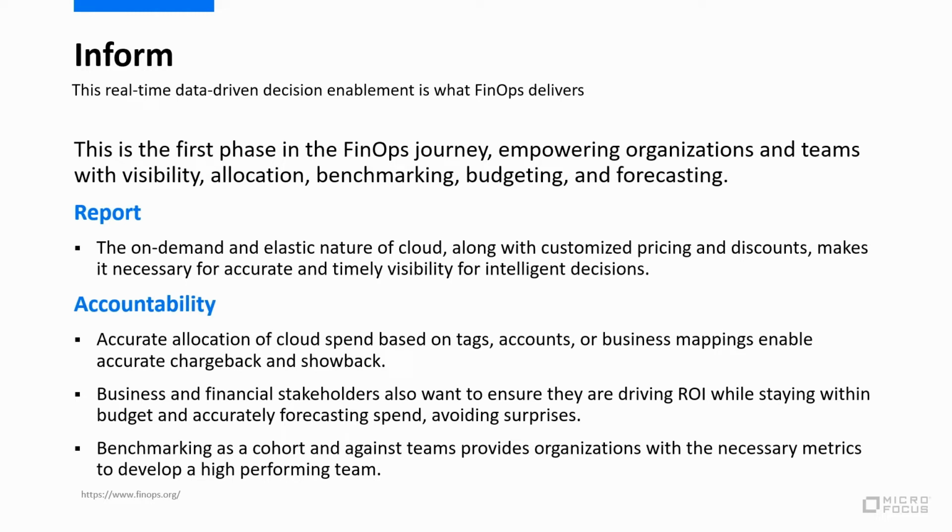And once you're able to consume the service, the report should give accurate cost visibility, and then you should be able to make some intelligent decisions. That's what the report will help you do. And the next is accountability. You need to have allocation of cloud spend. Again, the cloud spend can be based on the tags, or based on the accounts, or maybe together, and maybe even based on the business mappings.